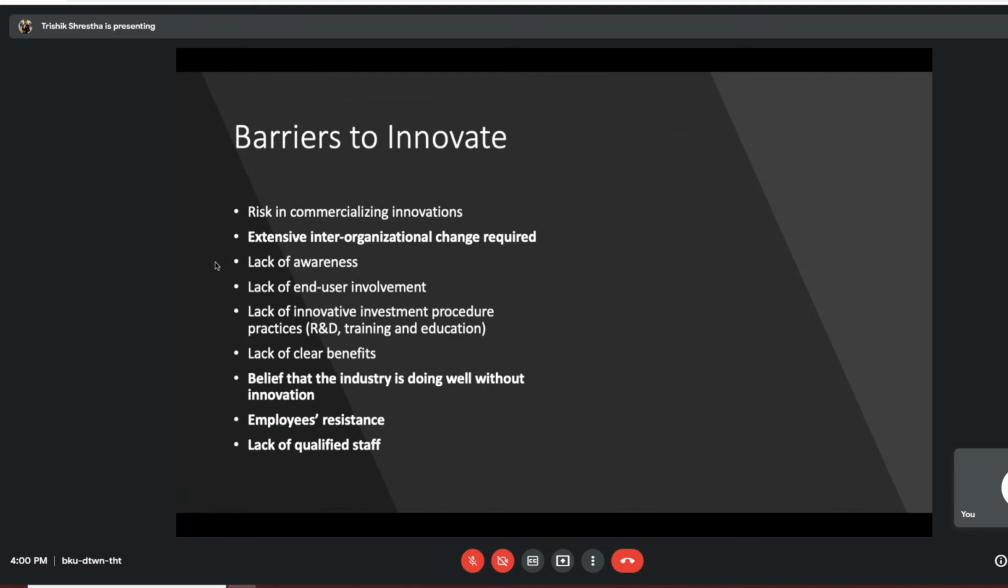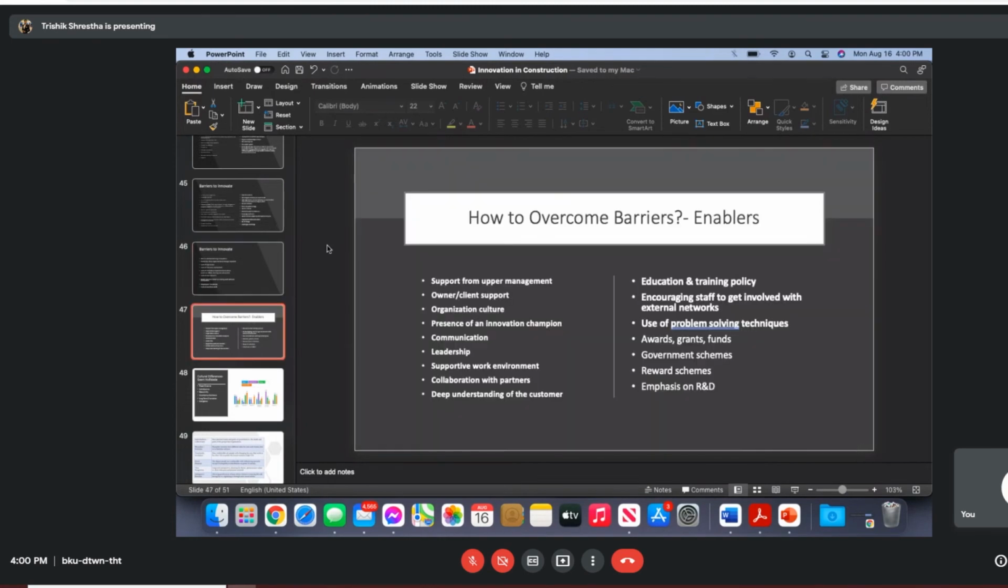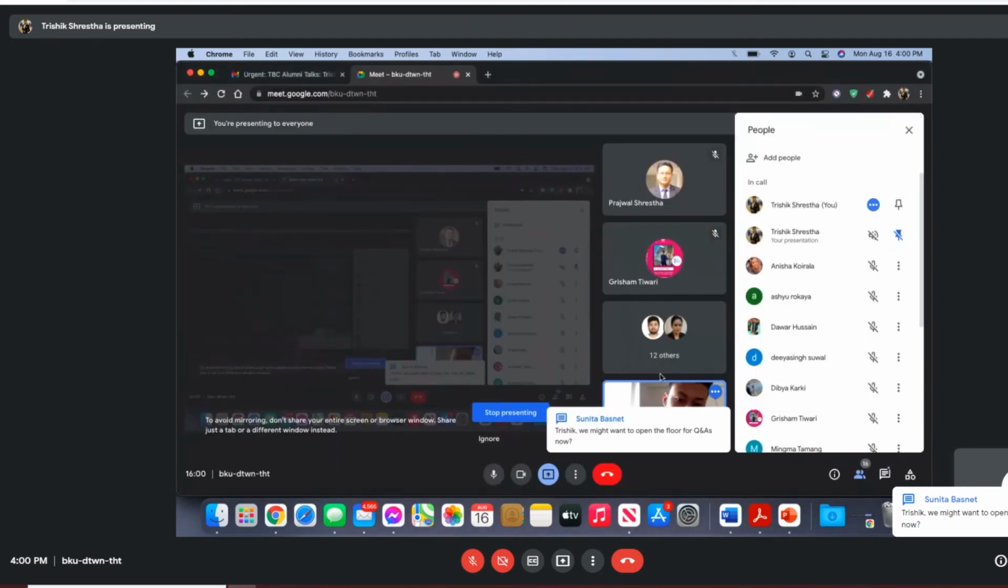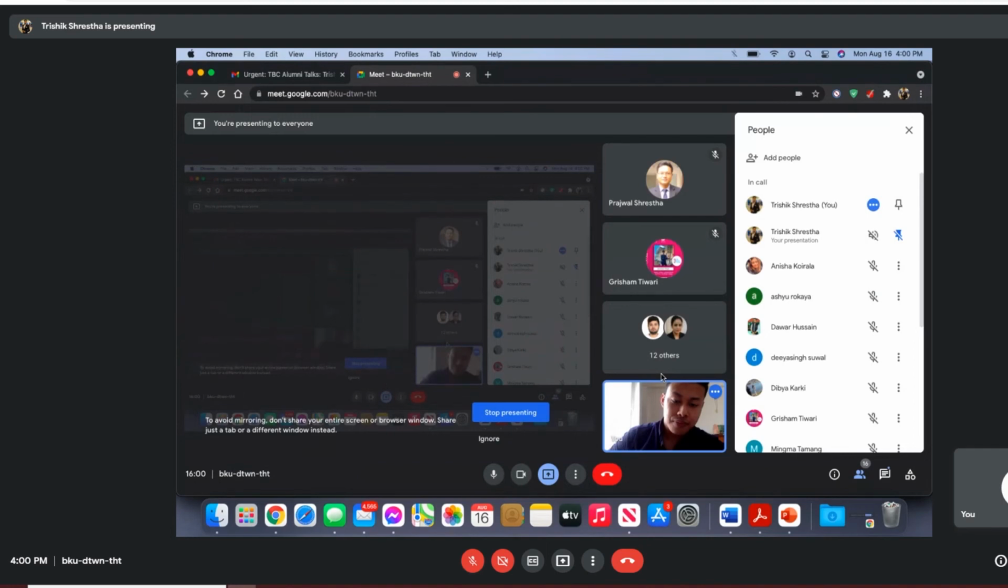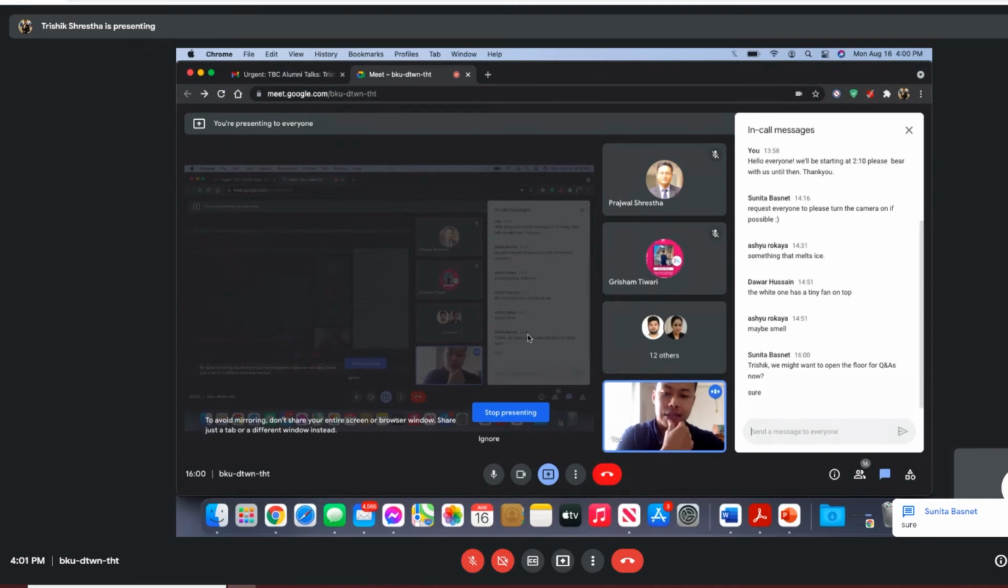So there are a lot of other barriers to innovate, and all of those unfortunately can't be discussed right now because we don't have a lot of time. Let's now look at what it takes to overcome these barriers. Yeah, there's just one very important topic remaining, Sunita Ma'am, so I'm just going to wrap it up very quickly now.